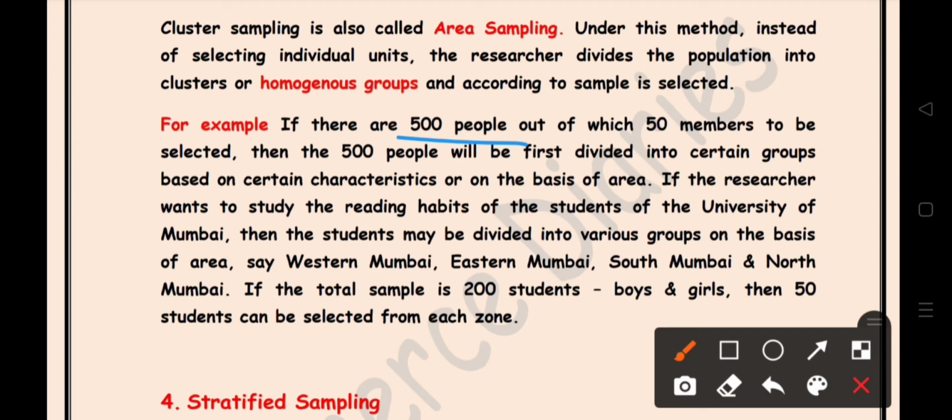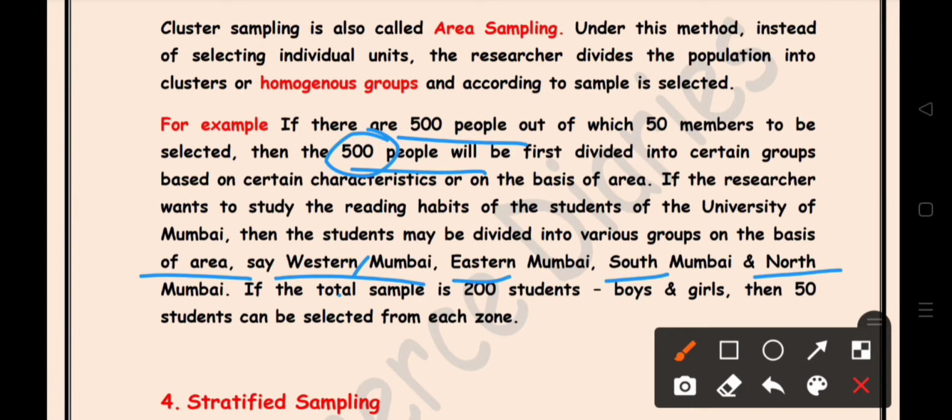So in this case, what we will do is first divide all these 500 people into some particular kind of homogeneous group. That homogeneous group will be divided on the same kind of features. Here, the researcher will first divide the population on the basis of area, like some from the western, some from the eastern, some from the south, and some from the north area.